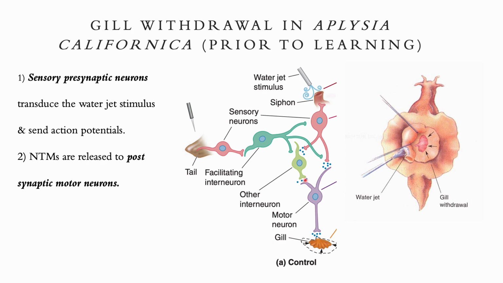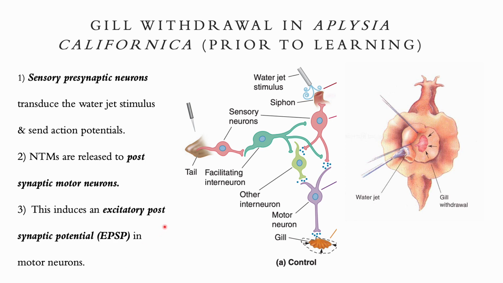And remember that interneurons, shown here in green, are neurons that help facilitate communication between sensory and motor neurons. An interneuron is simply a neuron that communicates with other neurons. Ultimately, this release of neurotransmitters on these postsynaptic motor neurons, shown here in purple, generates excitatory postsynaptic potentials, or EPSPs, in the motor neurons.